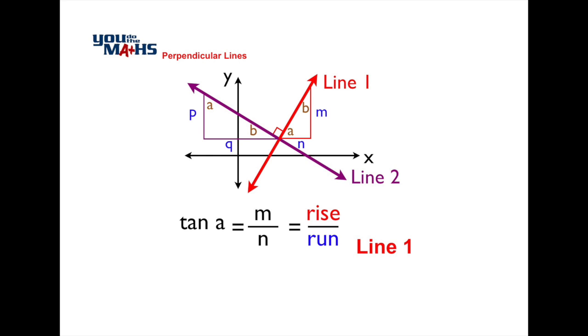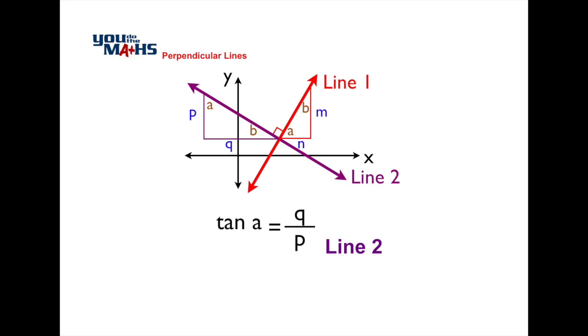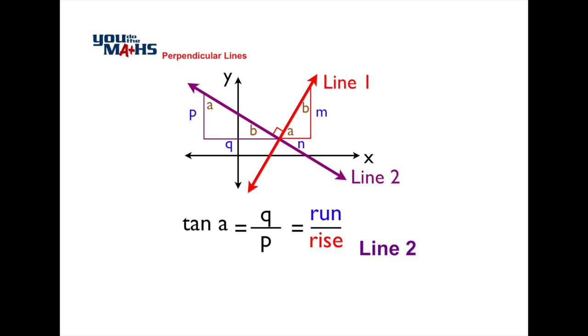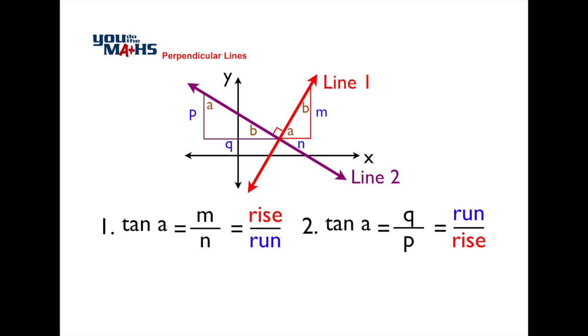Let's have a look at line 2 and also look at the tangent of angle A. In this case, opposite over adjacent gives us Q over P. Now it's the same angle, angle A, but in this case Q is the run of that triangle and P is the rise of that triangle. So we can make a connection between these two tangent formulae. We can look at tangent A for line 2 and compare it to tangent A for line 1. We can see that in line 1 tangent A is equal to rise over run. But in line 2 the reciprocal has occurred, and reciprocal means the fraction has been flipped over. So the gradient of line 1 matches the reciprocal of the gradient of line 2.